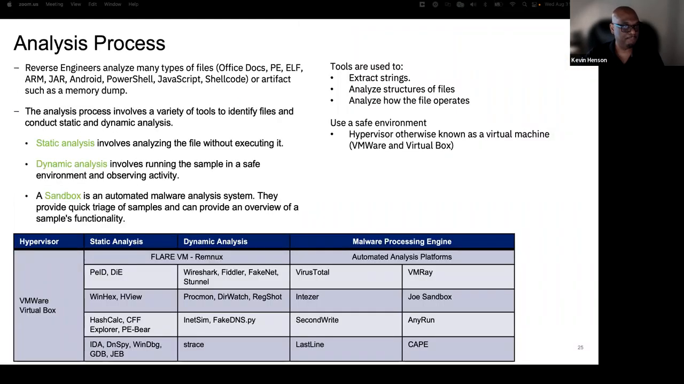The process that we go through when we reverse engineer malware: we can reverse engineer many file types. There are two basic types of analysis. One is called dynamic analysis, and one is called static analysis. Static analysis is the hardest and most time consuming. Dynamic analysis is the easiest, because you can just execute the malware within a safe environment called a sandbox, observe the execution of the malware within the sandbox, and then report back on the results.